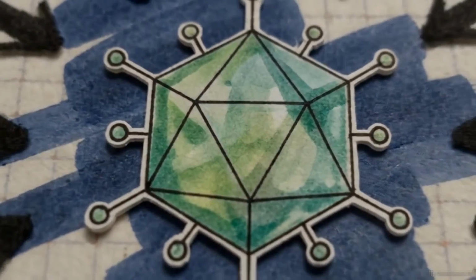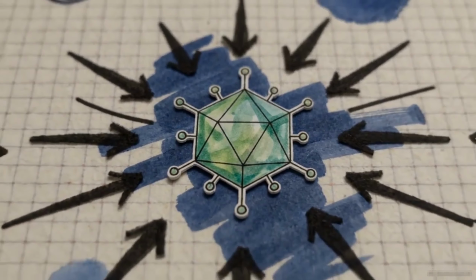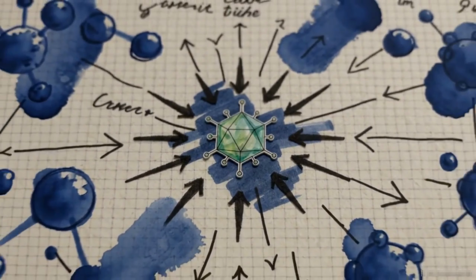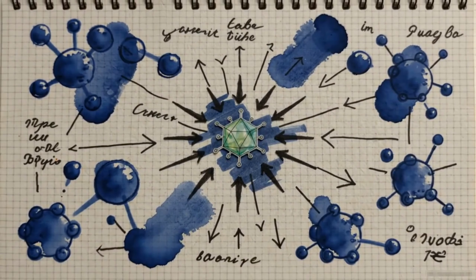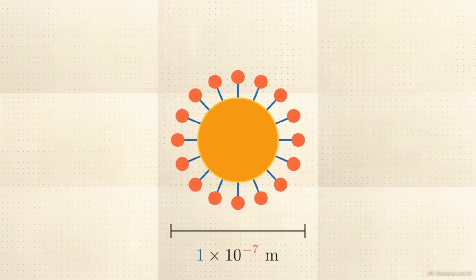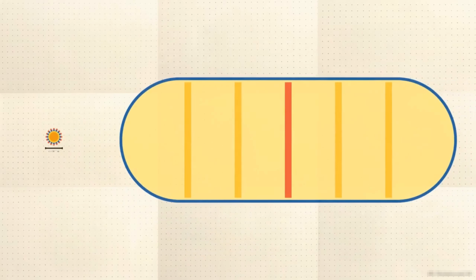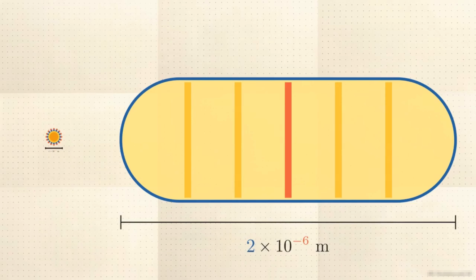We are starting at the absolute bottom of the cosmic ladder. Down here in the microscopic void, an average virus measures roughly 1 × 10⁻⁷ meters across. Pulling back just one stop, we hit a bacterium. Its width is roughly 2 × 10⁻⁶ meters.